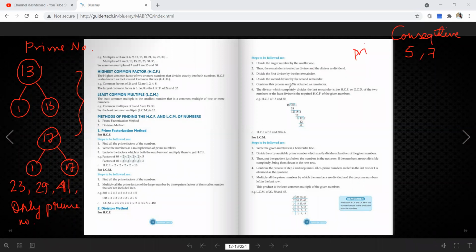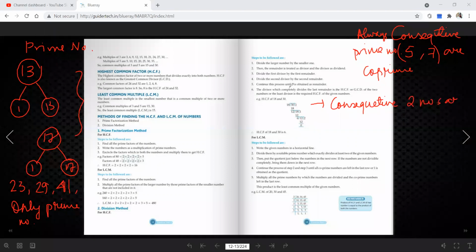Okay. Consecutive prime numbers like this are always co-prime. Not only consecutive prime numbers, any two consecutive numbers are co-prime to each other. Consecutive two numbers are co-prime to each other.